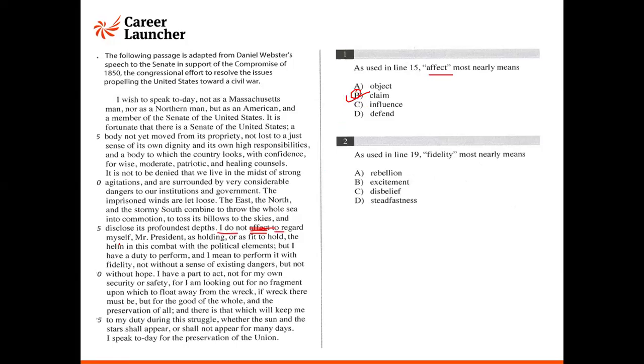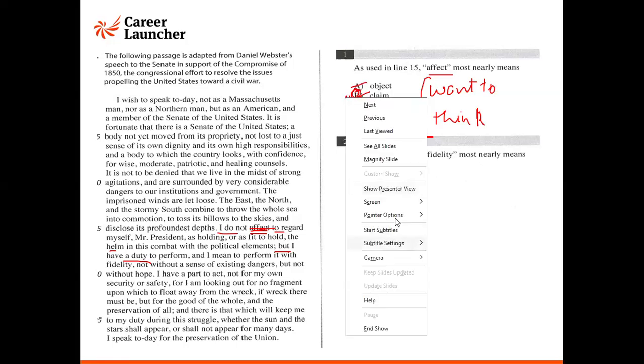I do not dash to regard myself, Mr. President, as holding or as fit to hold the helm in this combat with the political elements, but I have a duty to perform. So what is it saying? It says that I do not want to do it, but I have to do it. So I can say sort of I don't want to, or I don't think that I can do it, but I have to do it. So these two words can only possibly match with claim. It cannot match with influence or defend or object. Hence, B part, the only logical choice that we should have.